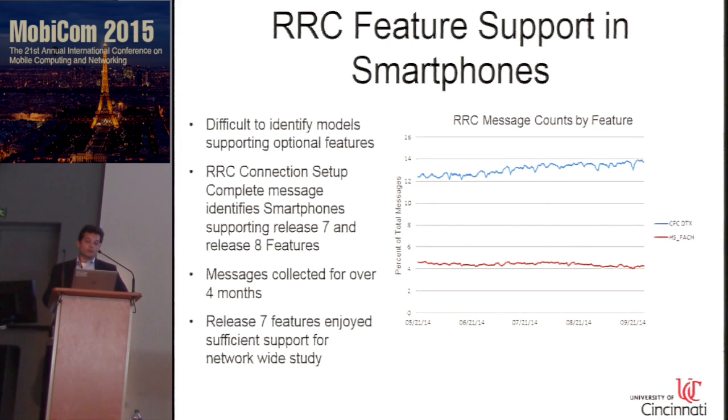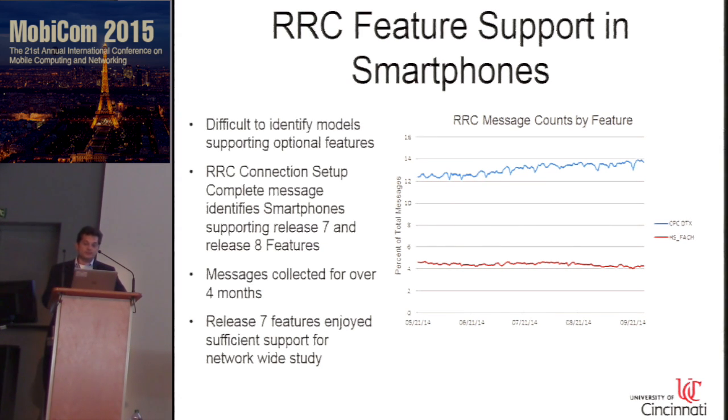So, in order to study the impact of these new state machine enhancements, we need to determine if these features were widely supported by phones currently in use. These were optional features in 3GPP, and only a subset of available devices will support them. To do this, we analyzed the RRC connection setup complete message. This signaling message includes information fields that identify if a phone supports any of these features.